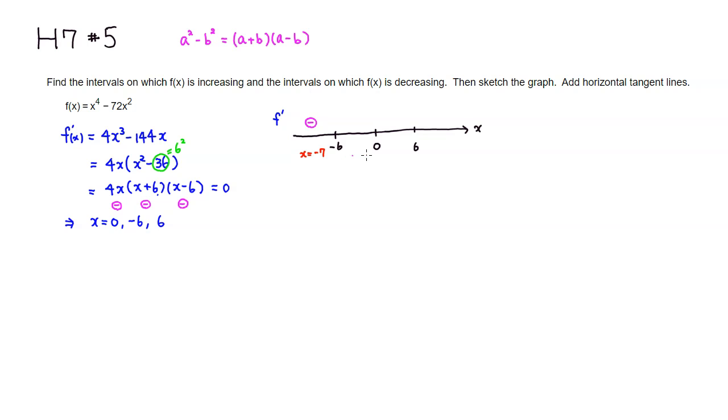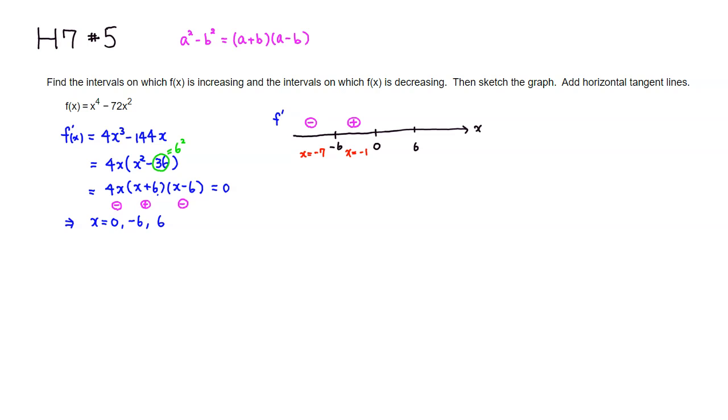Then we can try anything between negative 6 and 0. I'm going to try negative 1. Here 4x is negative, x plus 6 gives negative 1 plus 6, which is positive, and negative 1 minus 6 is negative. Negative times negative is positive, so we put the positive sign there.